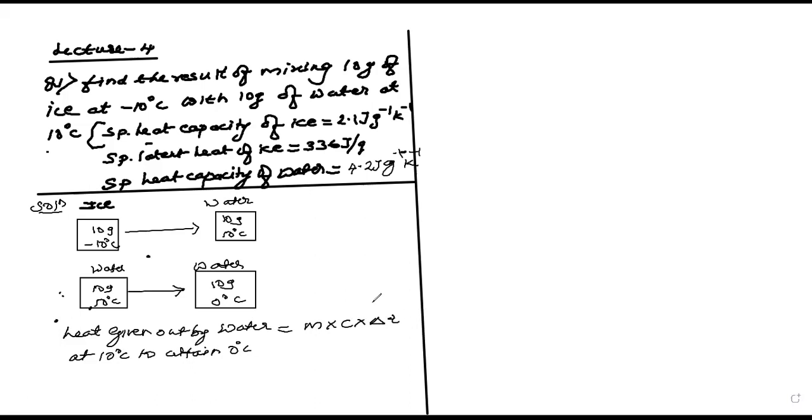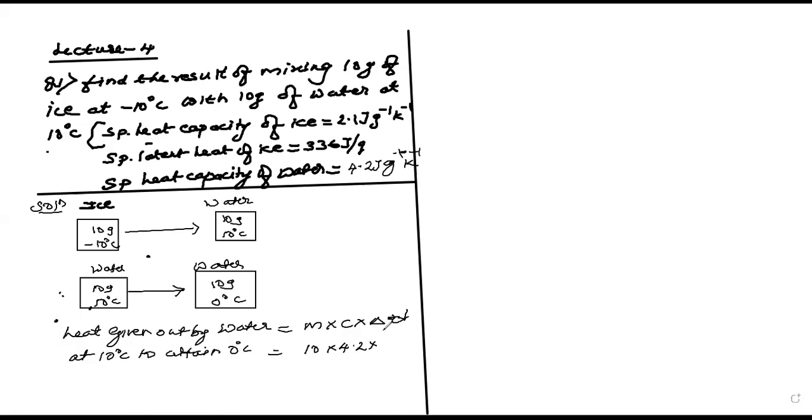Always try to remember, in the heat chapter, whenever there is no change in state, we always use M into C into delta T. M stands for mass, C stands for specific heat capacity of water, and delta T is the rise or fall in temperature. Of course, there is a fall in temperature here. It's heat given out, fall in temperature, arrow downwards, okay? So what is this, children? This is 10 into C of water, which is 4.2. Specific heat capacity of water is 4.2.